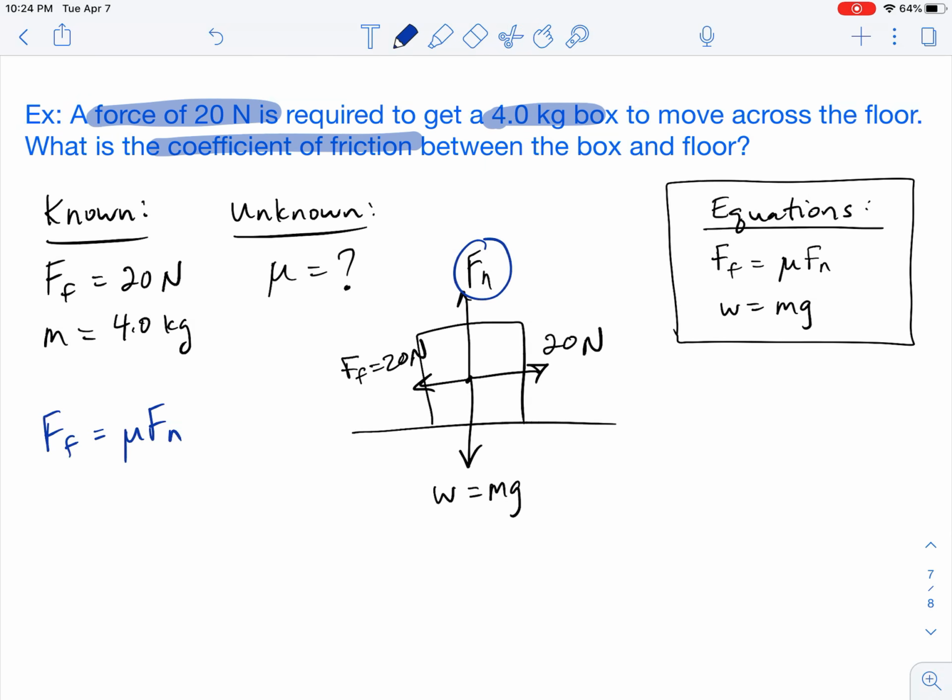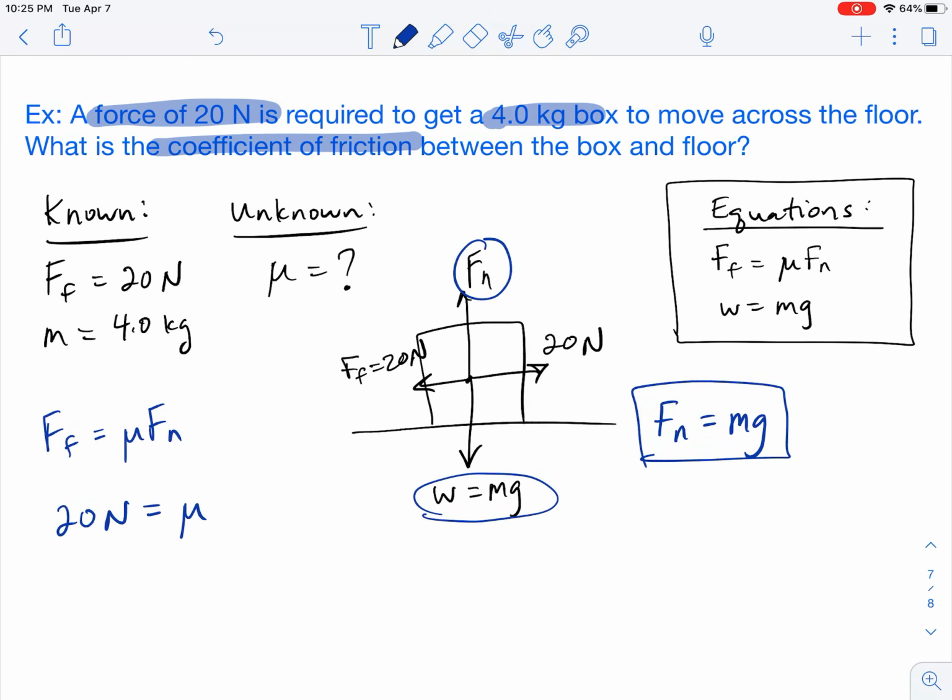Well, it turns out that according to Newton's third law, for every action, there's an equal and opposite reaction. So the normal force is a reaction to the weight force. So in this instance, the normal force is equal to the weight, and weight is equal to mass times gravity. So this is how we are going to solve for the normal force. All right, so our friction force, we already said, was 20 newtons. Our coefficient of friction is what we're trying to find, and then our normal force is mass times gravity.